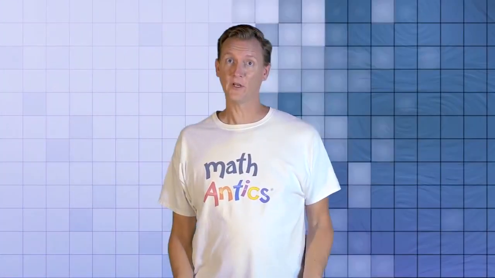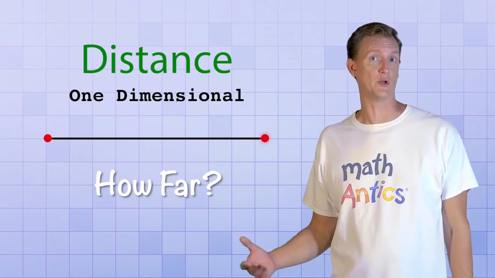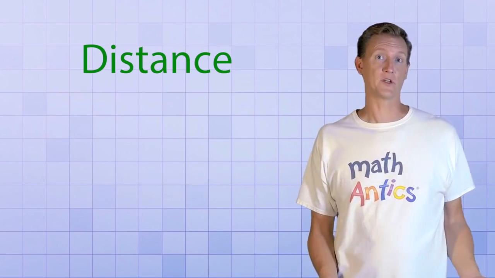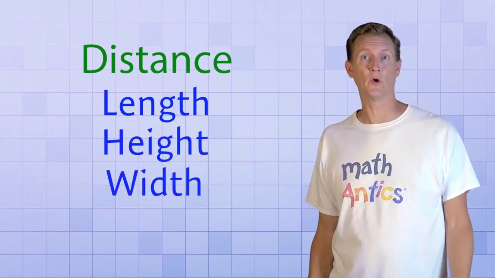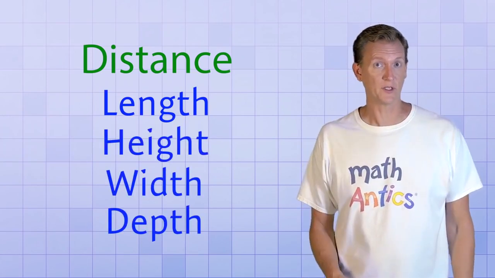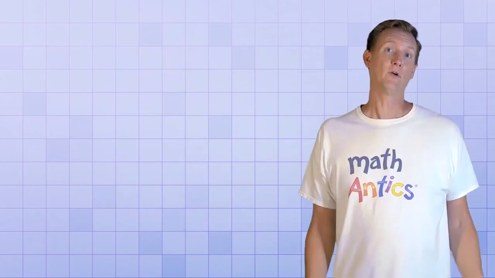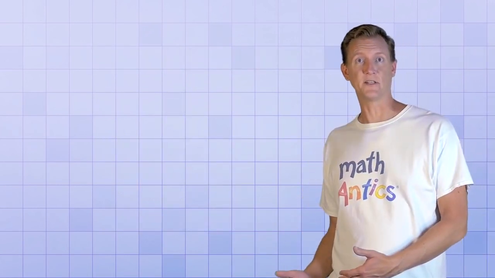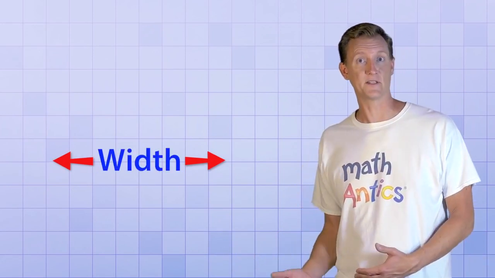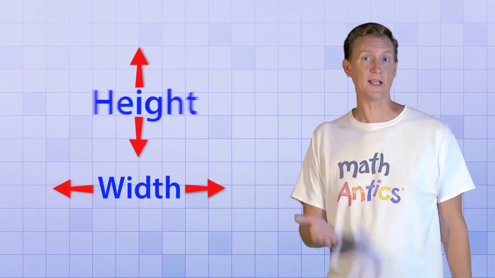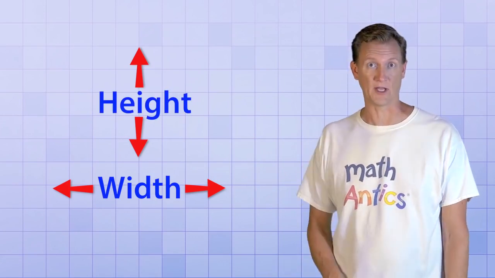As you probably know, distance is a one-dimensional quantity that describes how far it is between 2 points. Several different words are used as synonyms for distance, such as length, height, width, or depth. And the word you use usually depends on how an object is positioned relative to you. For example, if you're measuring a distance from side to side, you might call it a width. But if you're measuring a distance up and down, you'll probably call it height. But no matter which word you use for distance, the same kind of units apply.